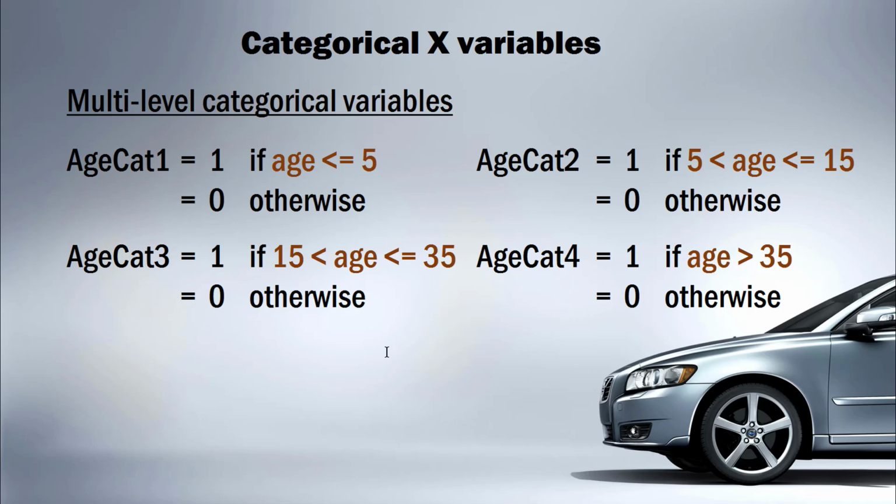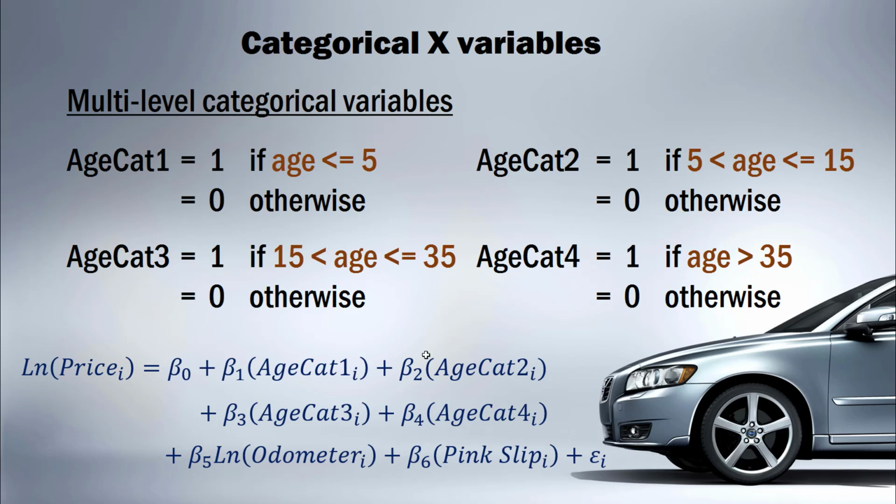So what this means is that for any given car, say a car is 20 years old, then age cat 1 will be 0, age cat 2 will be 0, age cat 3 will be 1 because its age is between these two values, and age cat 4 will be 0. So with any car, only one of these dummy variables we've created will be equal to 1, and everything else will be equal to 0.